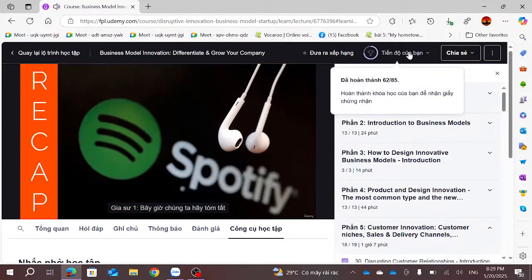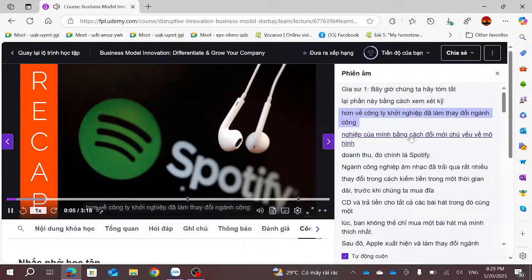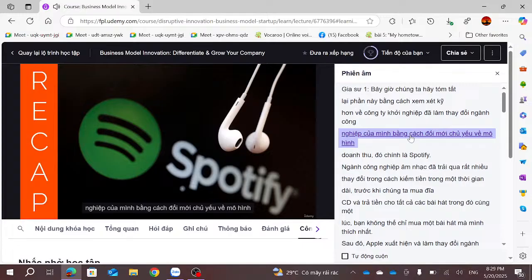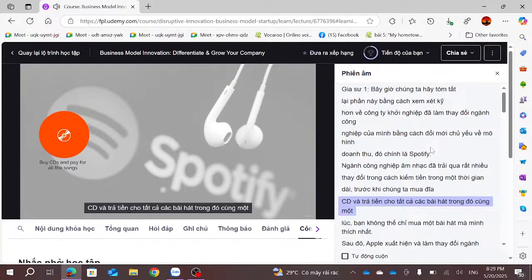Now let's recap this part by taking a closer look at a startup that disrupted its industry by innovating mostly on revenue models, and which is Spotify. The music industry has gone through a lot of changes in the way it's making money since a long time. Before, we used to buy CDs and to pay for all the songs on them at once. It wasn't possible to buy just that one song you liked most.